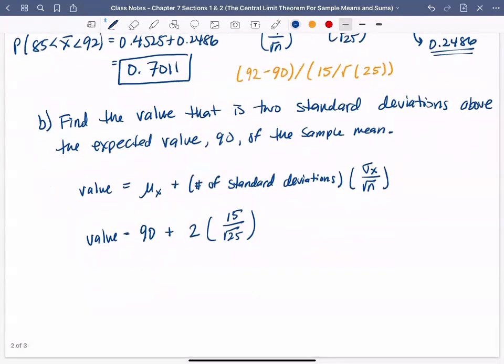You're going to put this into your calculator. I'll show you what you're going to put. You'll put 90 plus 2 parenthesis 15 divided by the square root of 25 and 2 parentheses. And this will give you 96. So 96 is the value that is exactly 2 standard deviations above the expected value, which is 90. Expected value is the mean of the sample mean.